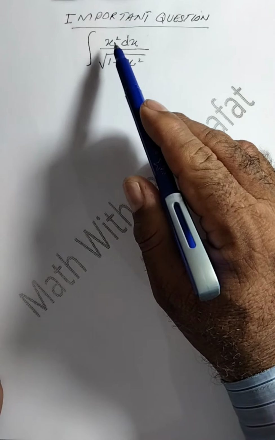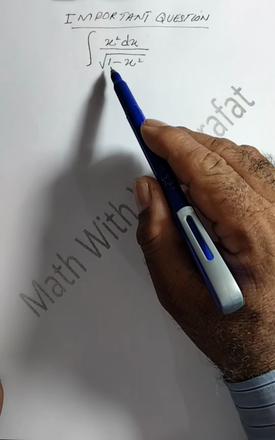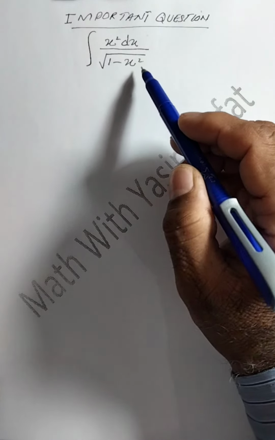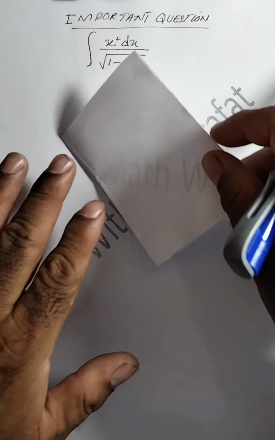We are going to discuss a very important integration question here, that is integration of x square dx divided by the radical of 1 minus x square. Here we have to use the trigonometric substitution method to find out the integration in this question.